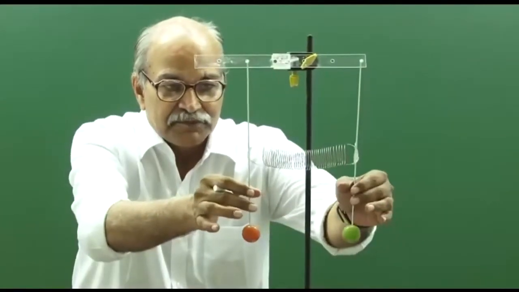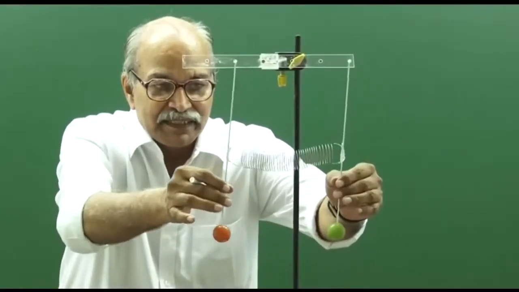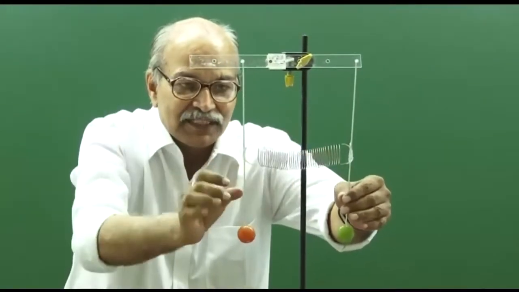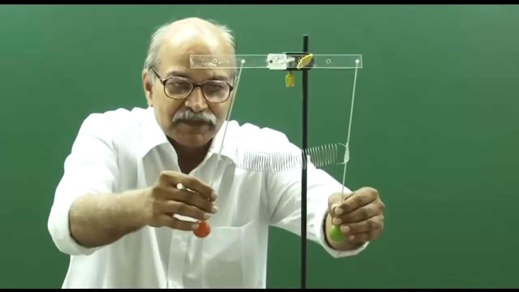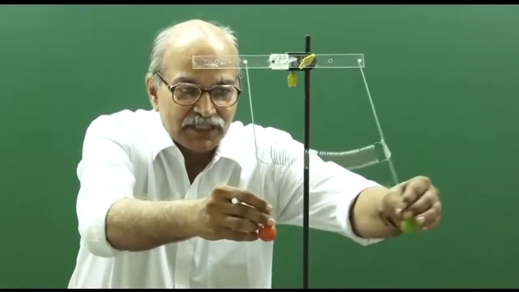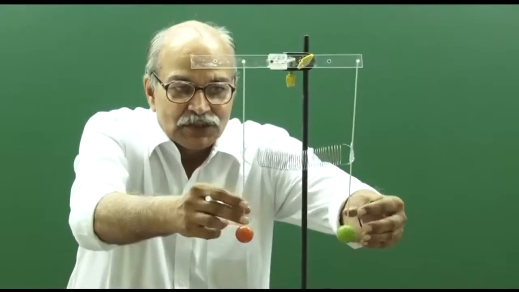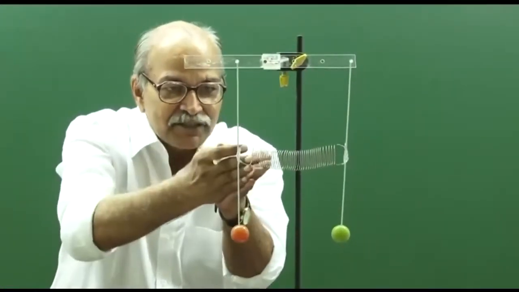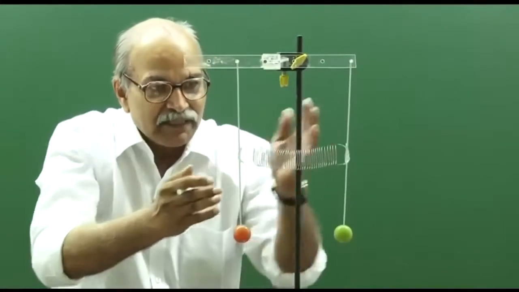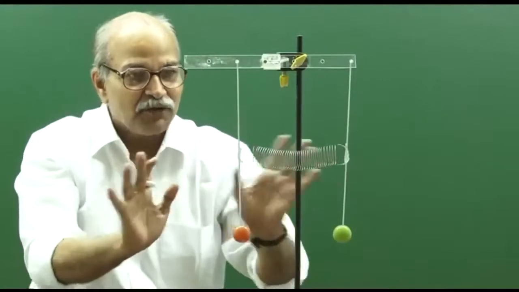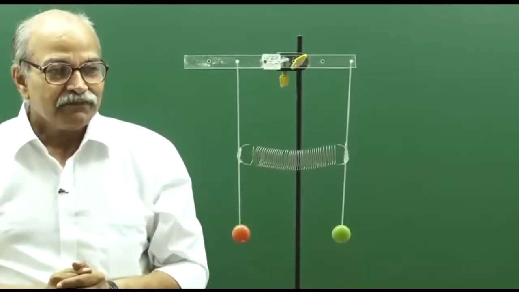So, if the length of the spring increases, the spring will exert force on this one as well as on this one. If this moves, the length changes, or it moves this way, the length changes. So, motion of one ball will affect the length of the spring, and then that will affect the force on the second ball. So, that is how these balls will interact.